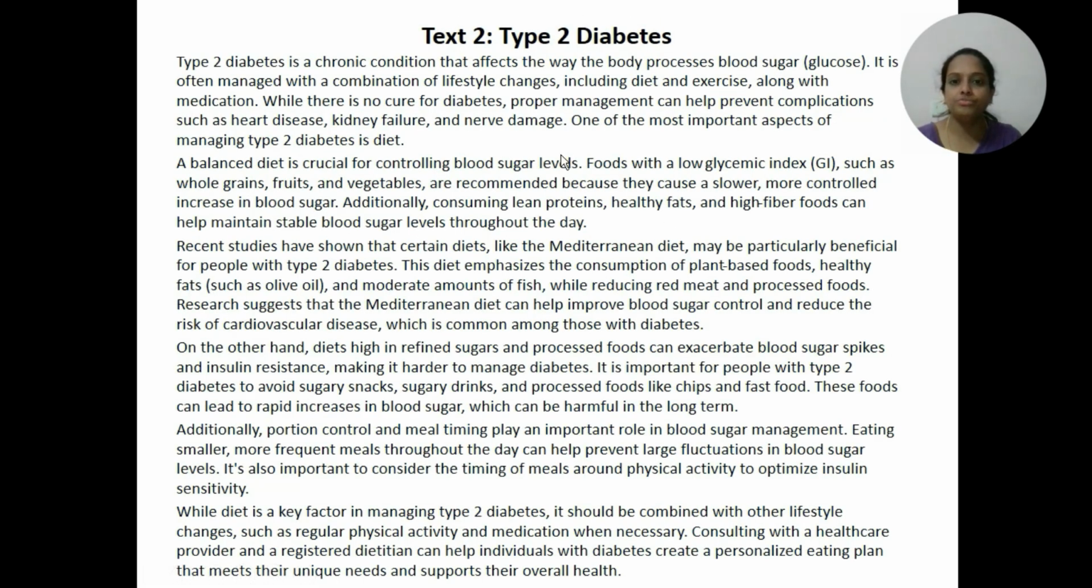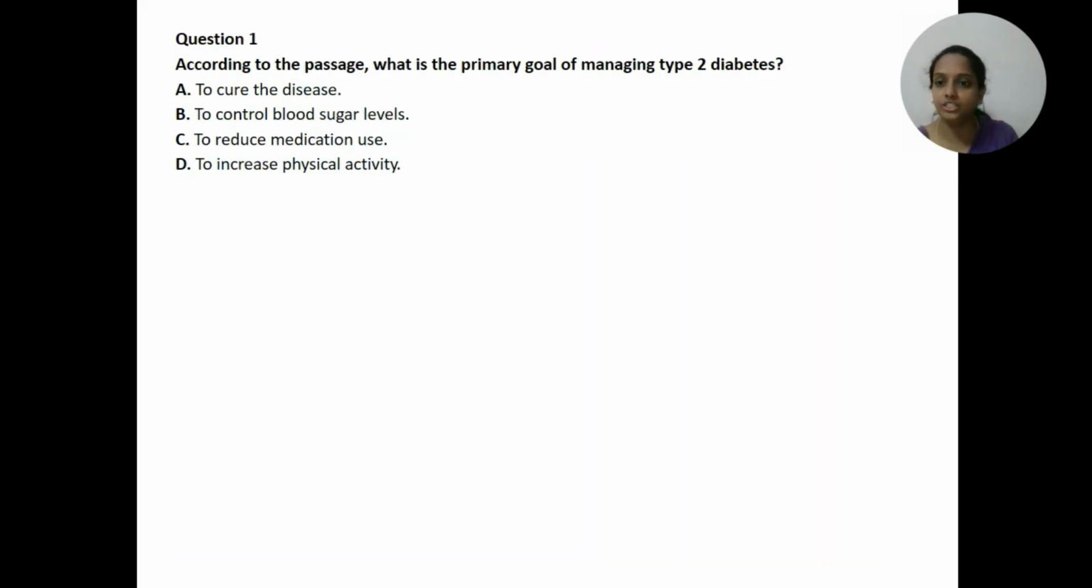This one is the role of diet in managing type 2 diabetes. So, if you want, you can just pause the video, go through this passage, understand it, and then let's move on to the questions. Okay? Now, the first question here is: according to the passage, what is the primary goal of managing type 2 diabetes? Option A, to cure the disease; option B, to control blood sugar levels; option C, to reduce medication use; option D, to increase physical activity. Now pause the video and try to choose your answer.